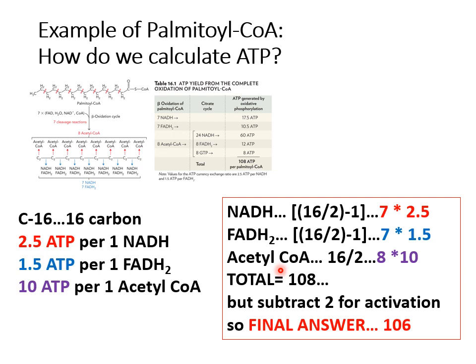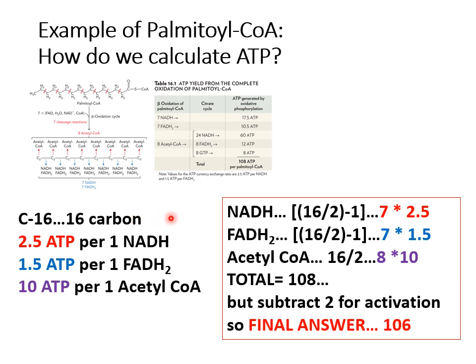So for activation, for the final answer of how much ATP we would get from the oxidation of this fatty acid, you take the total ATP, which is 108, and you subtract the 2 that was needed for activation. So our final answer, if we're going to break down this 16-carbon fatty acid, would be 106 ATP. Okay?